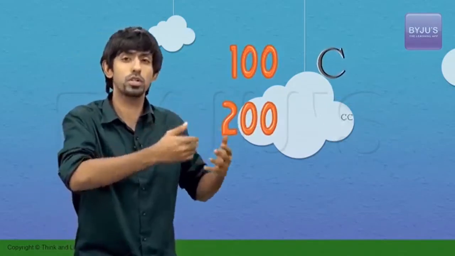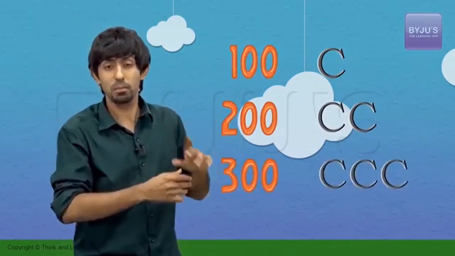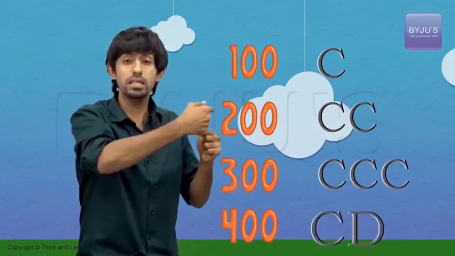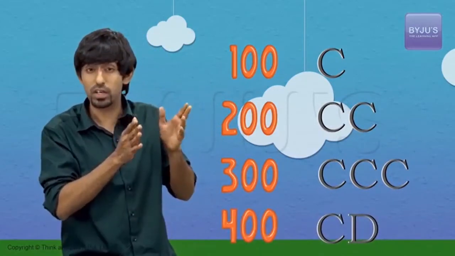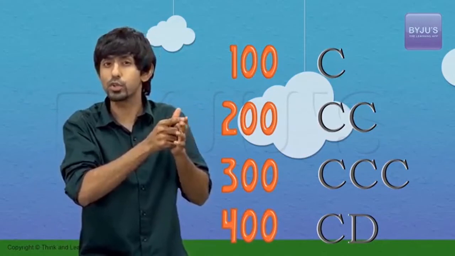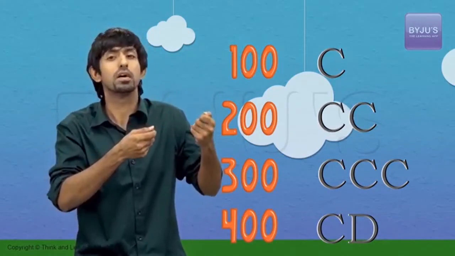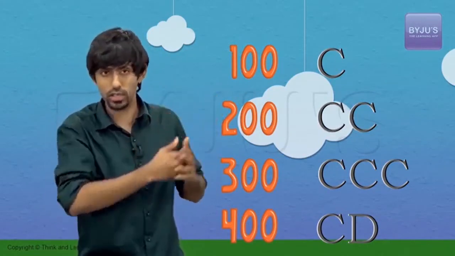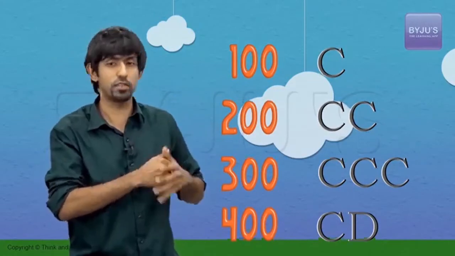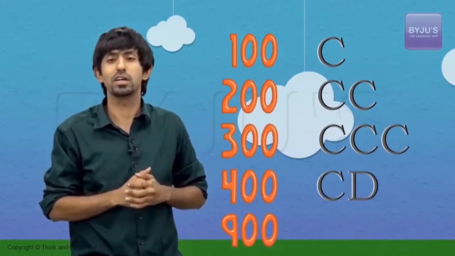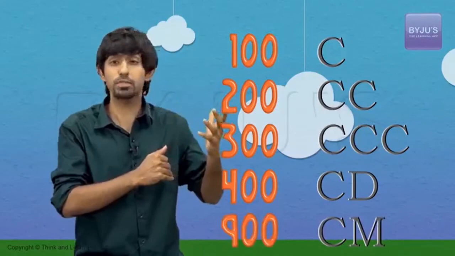So yeah, what is 100? It's C. So 200 is CC. 300 is CCC. But 400 is CD. And as you can see, D is for 500 and C is coming before that. So you have to subtract 100 from 500. Yeah, so it's CD. And finally, you also have 900, which you can write as CM, because M stands for 1000.